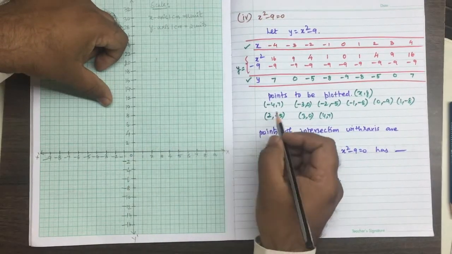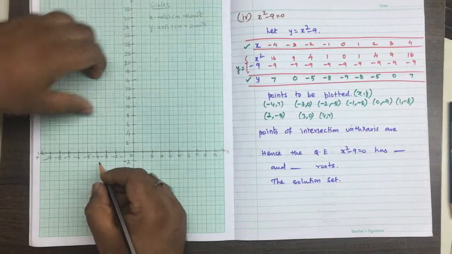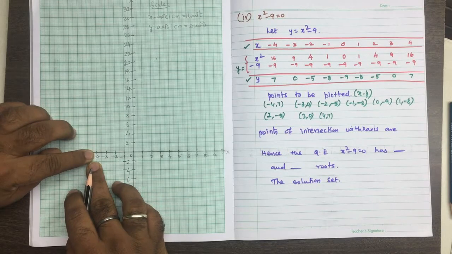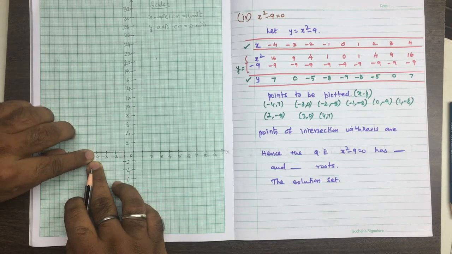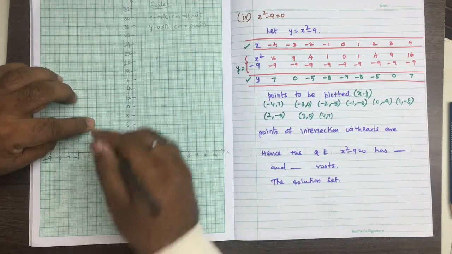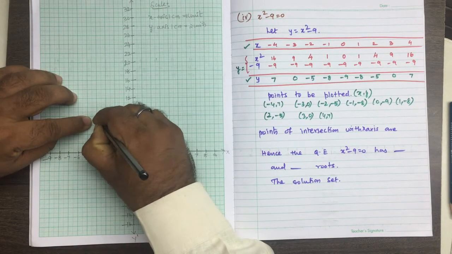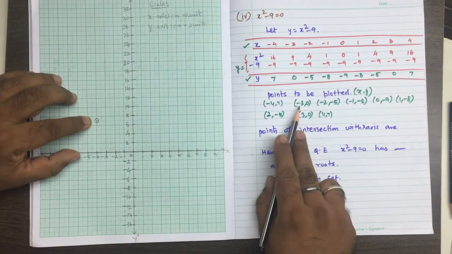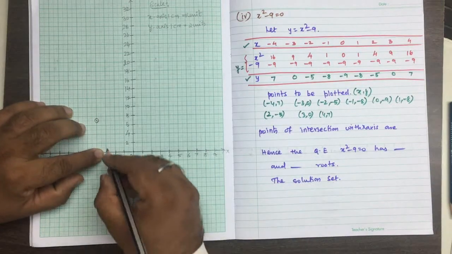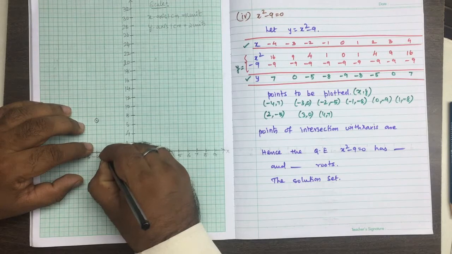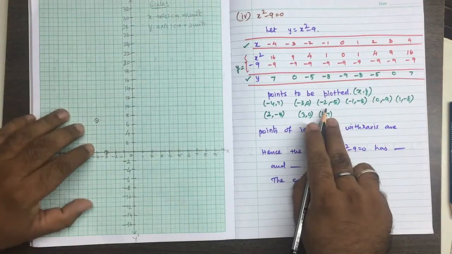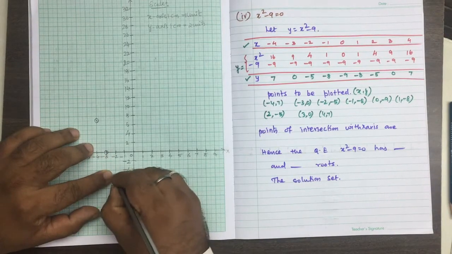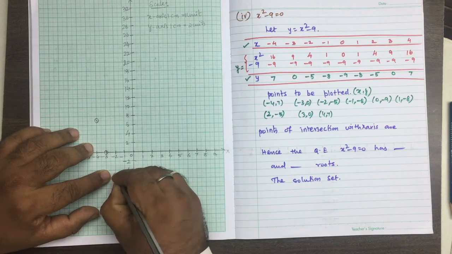The first point to be plotted is minus 4, 7. Minus 4 and 7 is here. We have minus 4, the 7 is in between 6 and 8. Put the point and draw a small circle around it. Minus 3, 0 is on the x-axis since y equals 0. Minus 2 and minus 5. Minus 2, minus 5 is in between minus 4 and minus 6. Put the point and draw the circle around it.